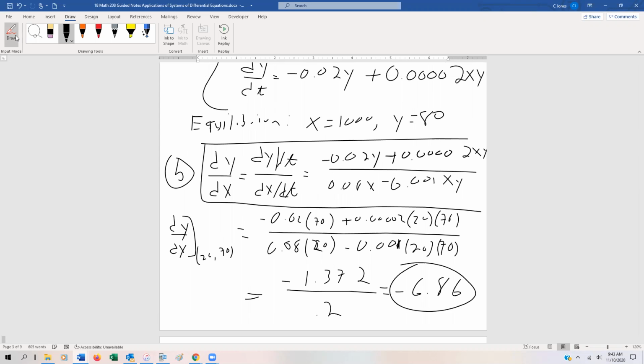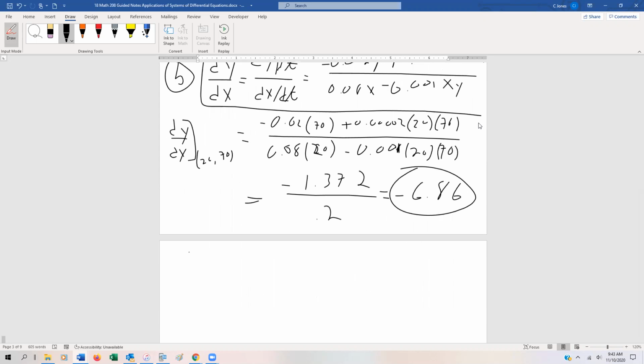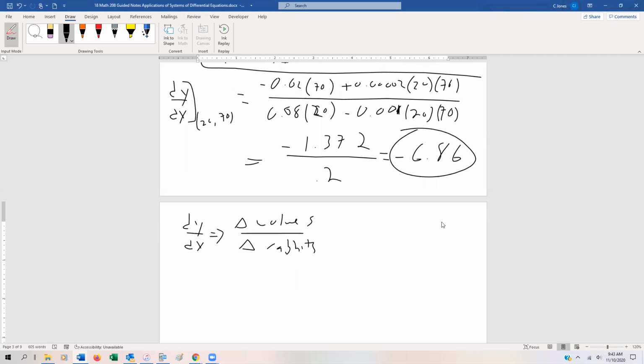Now, what does that mean? Well, remember dy/dx is going to be the rate of change, so delta of the wolves, the change in the wolves divided by the change in the rabbits. So what that means is we're basically saying that for every one more rabbit, we're going to lose about 7 wolves. So that means there are not enough rabbits to sustain the wolves.